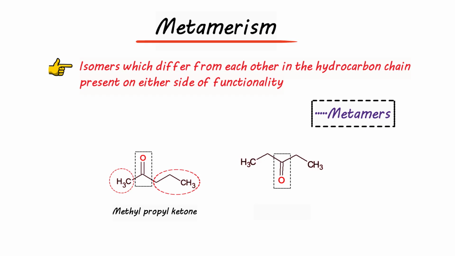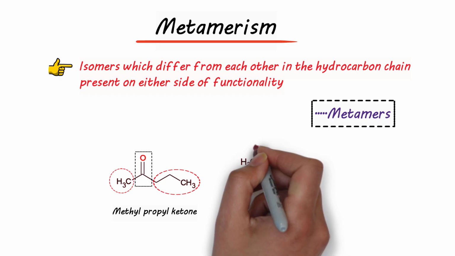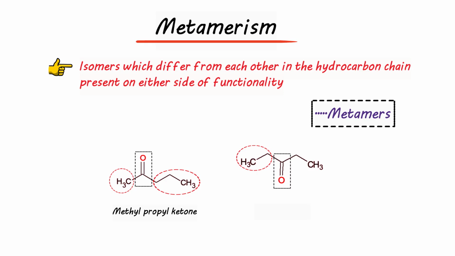But in the second case, we have an ethyl group on either side of that functionality. So, the name is diethyl ketone. Now, the two isomers differ from each other in the hydrocarbon or alkyl chain present on either side of that ketonic group. So, these are metamers.